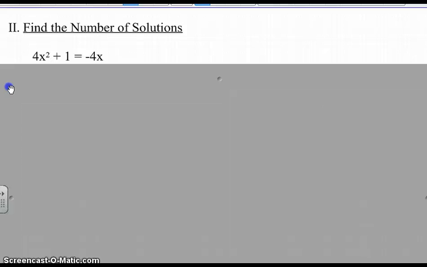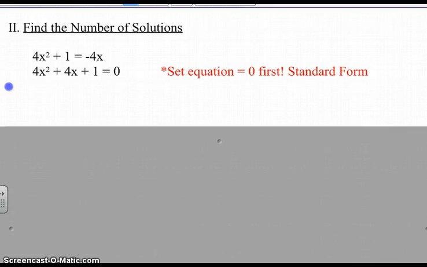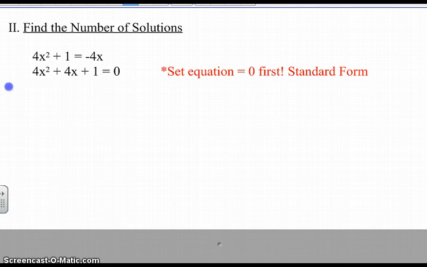So we have the b squared minus 4c. Well, first we're going to want to add the 4x to each side. Why are you adding 4x to each side? So that it's in standard form. Good job. Set it equal to 0, standard form. Perfectly said. Okay, so now you can test it. So if you receive a quadratic equation that's not in standard form, put it in standard form.